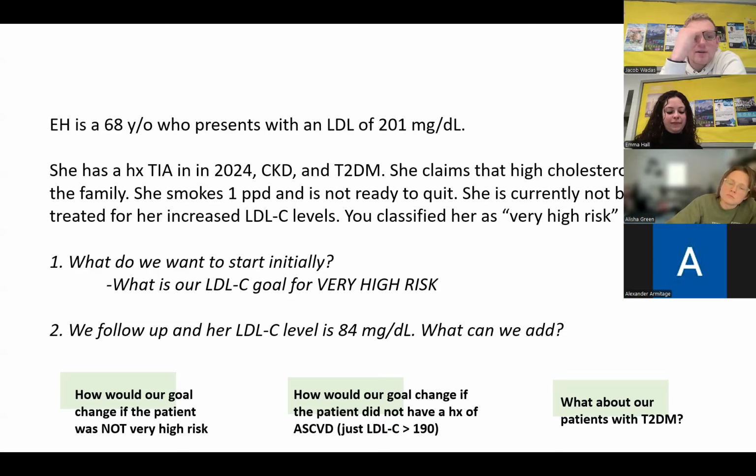So if we say we initiate the rosuvastatin 20, or let's say atorvastatin 80, and we follow up with her and her LDL level is at 84, which is not at goal, what would we add next? Very good. So Alex got it. So we'd start ezetimibe or Zetia, right? So let's say that she came back into the clinic and she still wasn't at goal. What would be the next option that we would use? We could use Repatha and then there's one more option as well. Bempedoic acid. Very good.